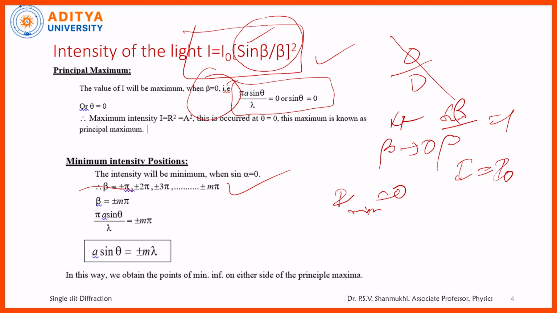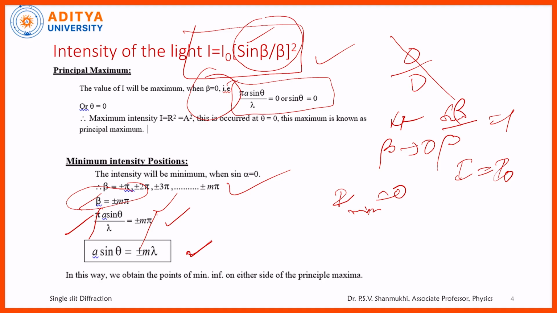What is beta here? Beta is equal to plus or minus m pi. When beta is equal to plus or minus m pi, we get I is equal to 0, the minimum intensity. Beta is equal to pi a sin theta by lambda, therefore it is equal to plus or minus m pi. The pi and pi cancel, so a sin theta is equal to plus or minus m lambda.